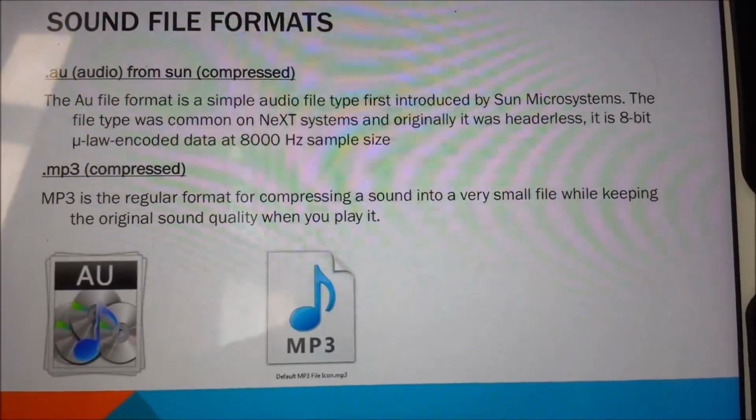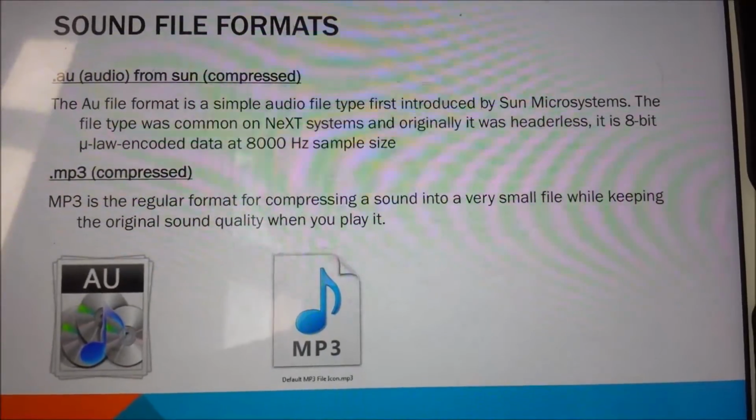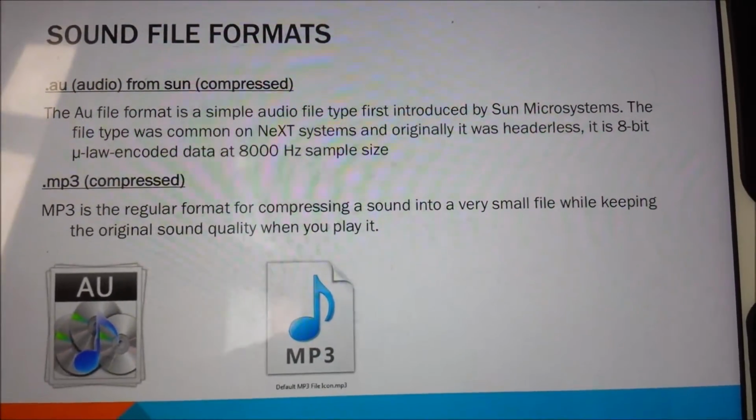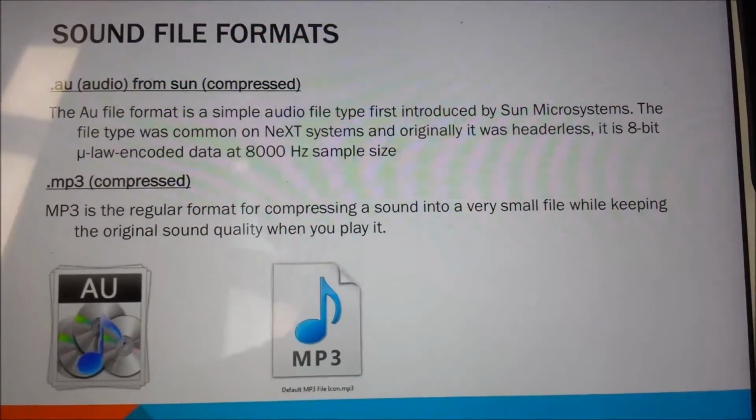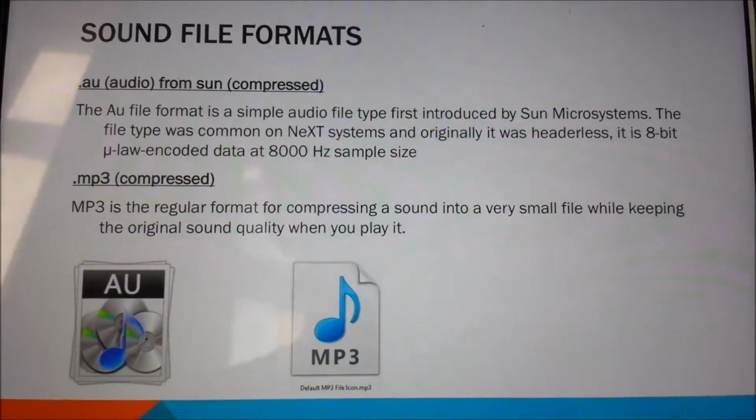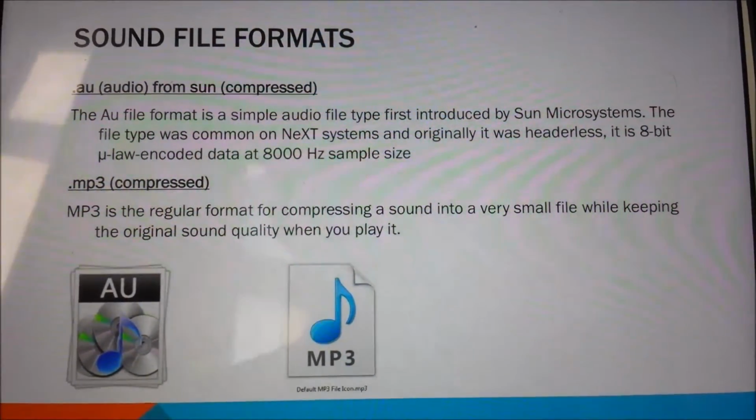More sound file formats. AU, it's a simple audio file type first seen in Sun Microsystems. The file type was common on NEC systems, and originally it was headerless. It is an 8-bit encoded data at 100 Hz sample size.